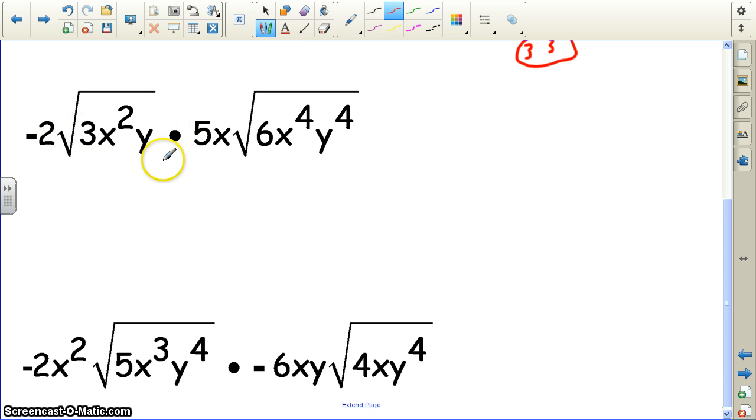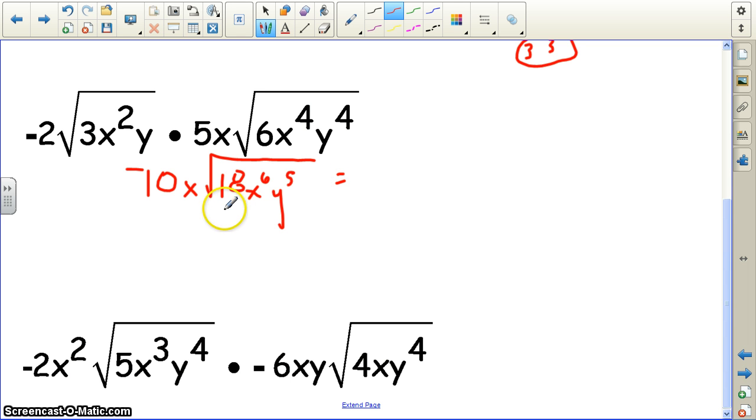So again, I'm going to multiply what's on the outside. So negative 2 times 5 is negative 10x. Then underneath my radical, I have 3 times 6, so 18. Now my x's. So x squared times x to the 4th is x to the 6th. Remember, whenever we're multiplying with exponents, we add them. And then y times y to the 4th is y to the 5th. Alright, so if I want to simplify that.